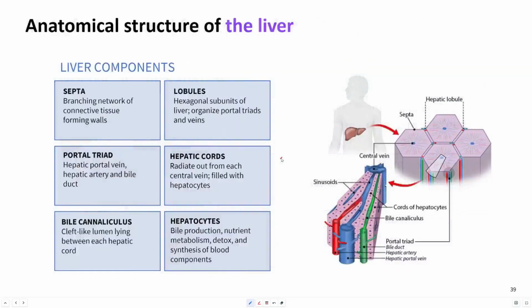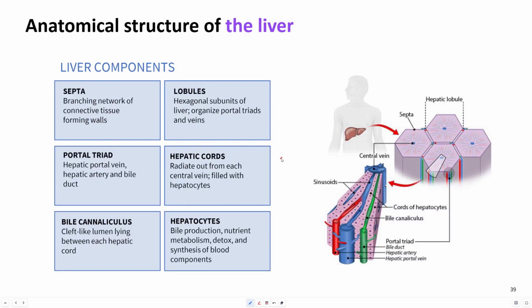Alright, let's start with the liver. The liver is an accessory digestive organ that produces bile. The liver is the largest internal organ and is located in the upper right quadrant of the abdominal cavity. It's composed of 4 lobes supported by 2 ligaments. We have the falciform ligament, and we also have the round ligament.